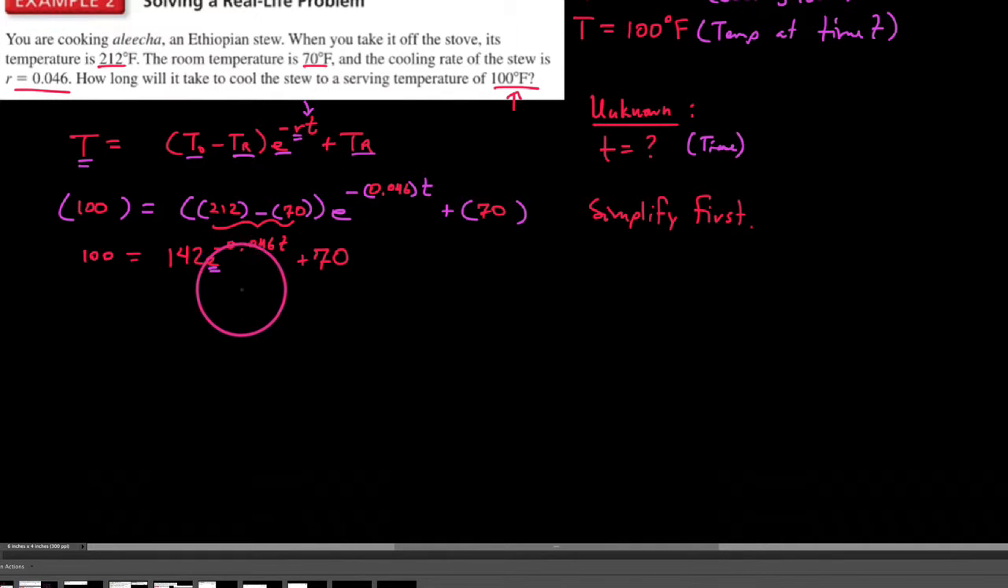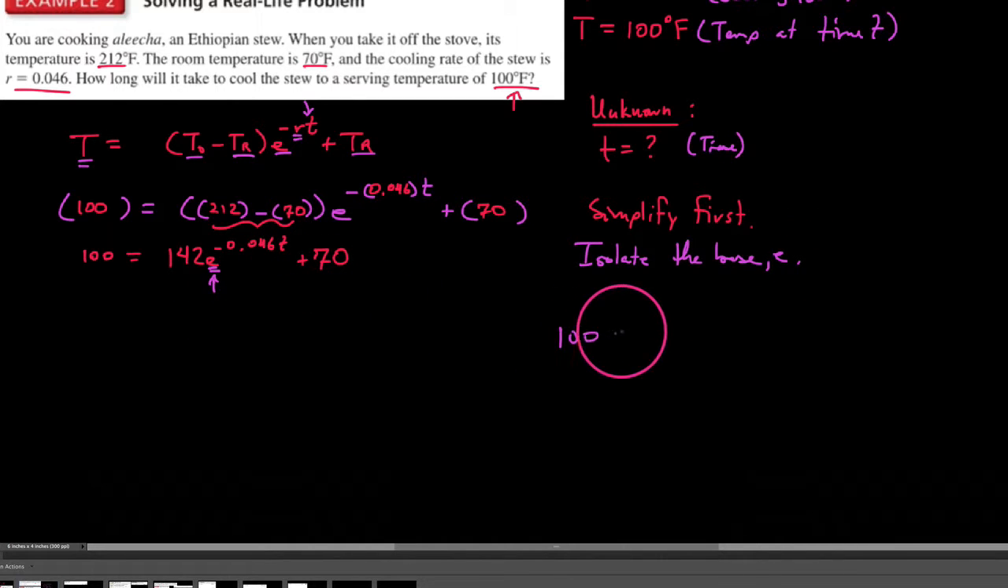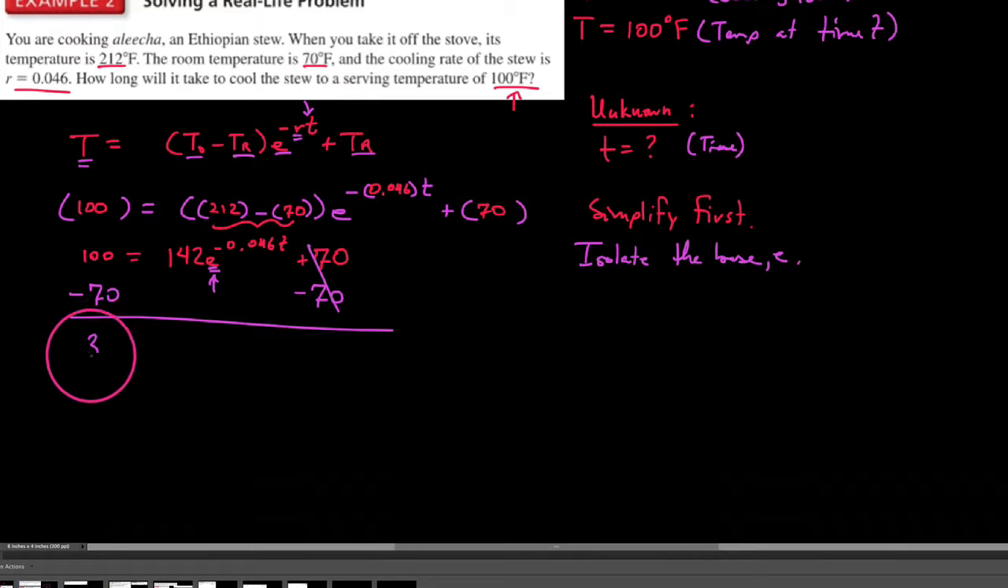So if we're going to isolate the base e, what we need to do first is kind of like solving a normal equation. By normal, I mean that if I had said go solve this, everybody would say you've got to get rid of the 70, you've got to divide by 142. We're really going to do a lot of similar things here. So starting with this, we subtract 70 from both sides. You want to undo your addition and subtraction first. So we end up with 30 equals 142 e to the negative 0.046t.